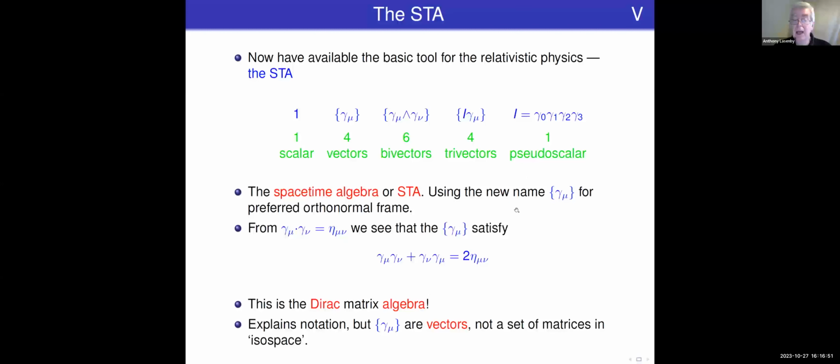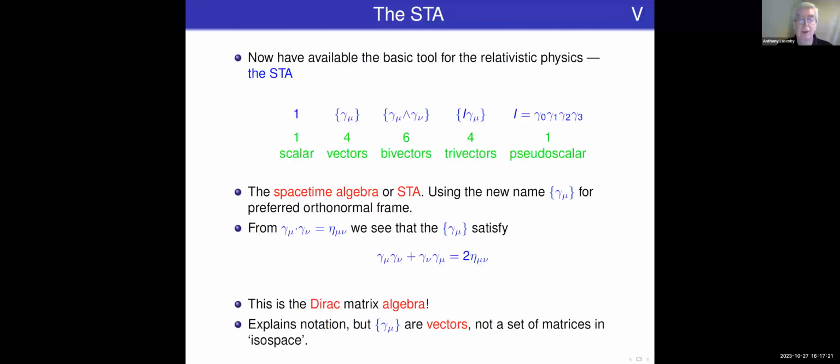So there are 16 elements overall. And we're using the new name for a preferred orthonormal frame. That's because if you use this relation here, how they dot together to give the Minkowski metric, you see that they satisfy this anti-commutation relation, which of course is the hallmark of the Dirac matrix algebra. So that's why we call them gammas. But it's crucial to understand here, these gamma_mu's are vectors in space-time, not a set of matrices in some abstract isospace.